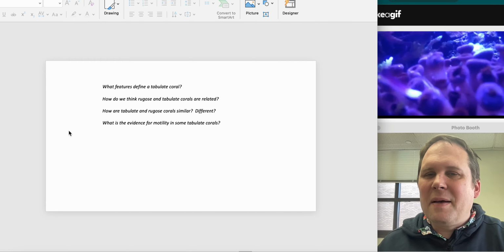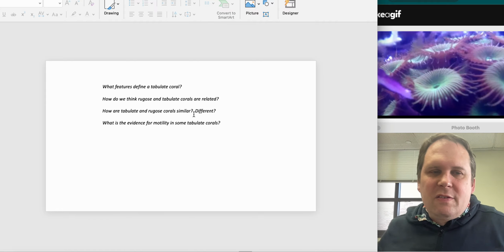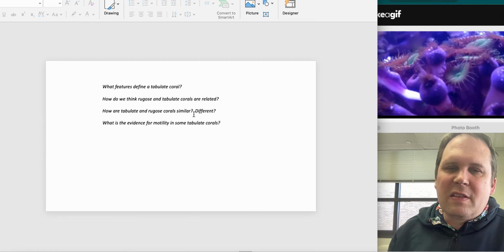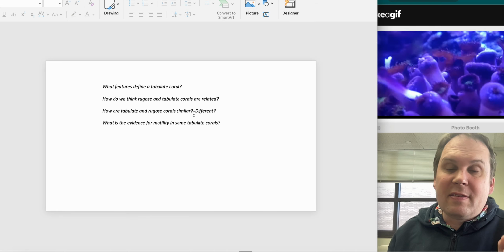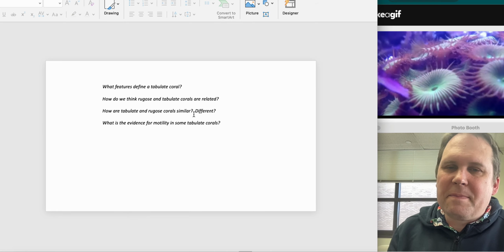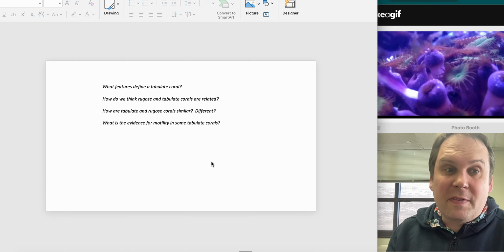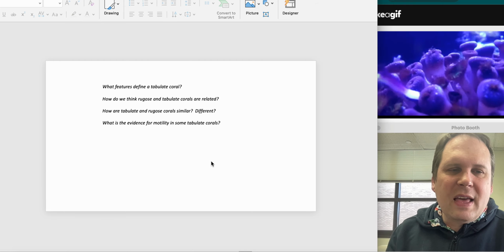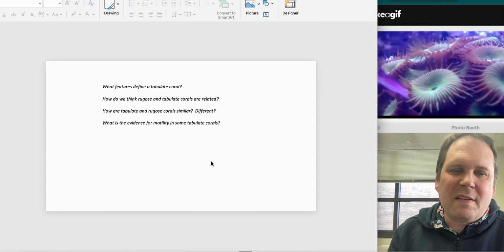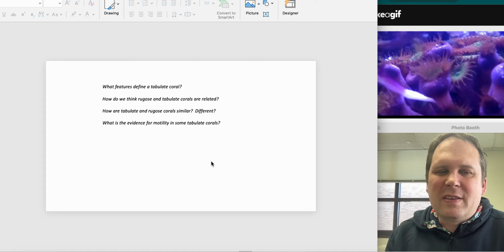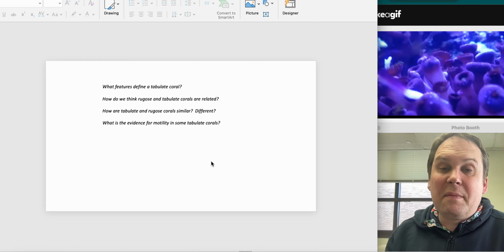How are they similar? They're both tetracorals, meaning they have 4 initial septa that come in during their development. How are they different? There are no mural pores in colonial rugose corals, as far as I'm aware. So that is a difference, and other than that, rugose corals tend to have longer septa, but that's more a difference of degree than something that's really, truly, totally different.